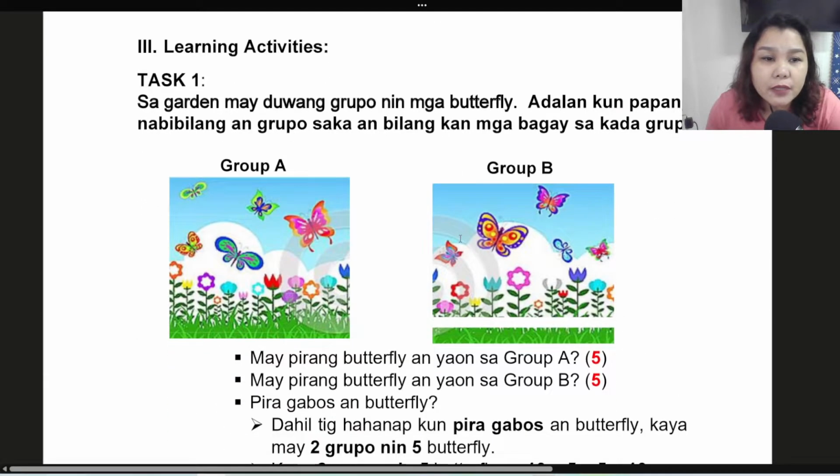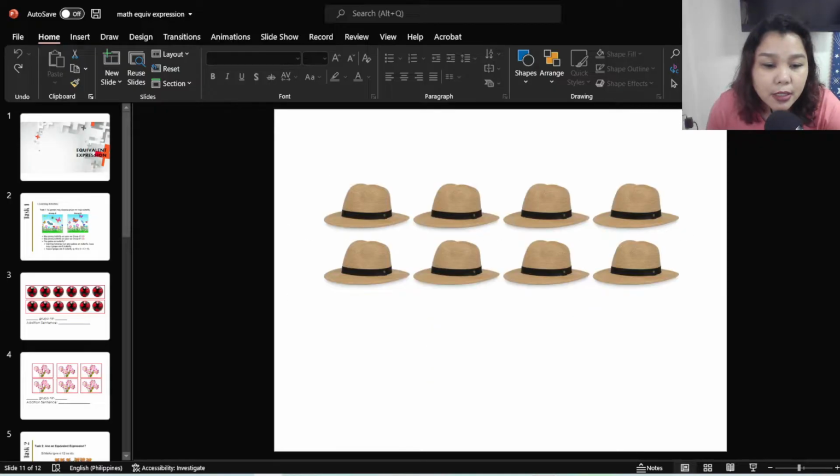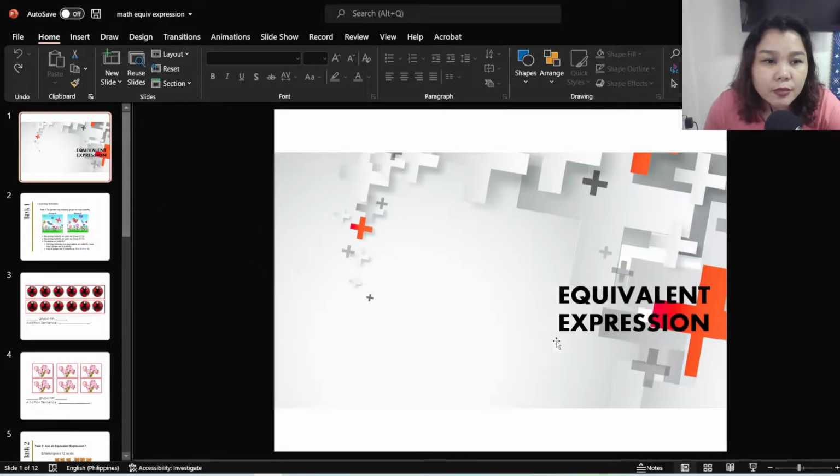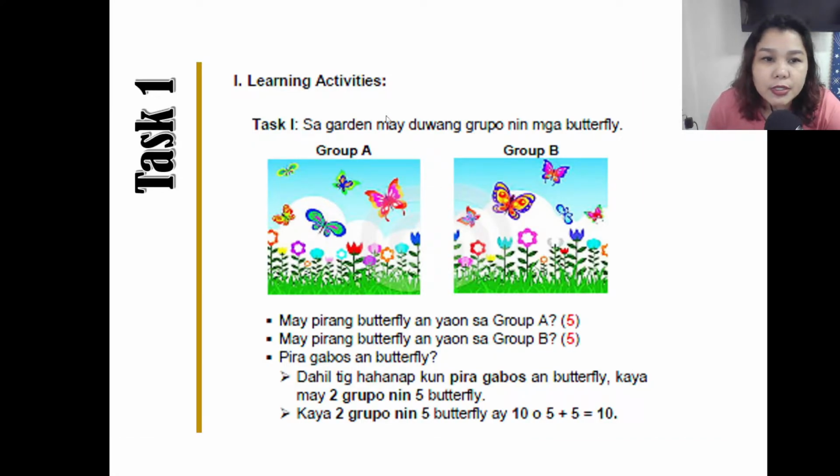Okay, learning activities, task 1. Sa garden, may duwang grupo nin mga butterfly. Let's switch muna tayo sa PowerPoint. So, dito man tayo before I show you the exercises. Okay, so equivalent expressions, task 1. Sa garden, may duwang grupo nin mga butterfly. Do you see the number of butterflies?